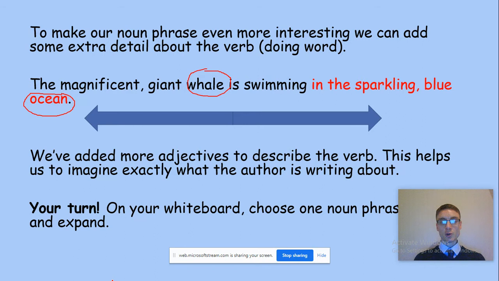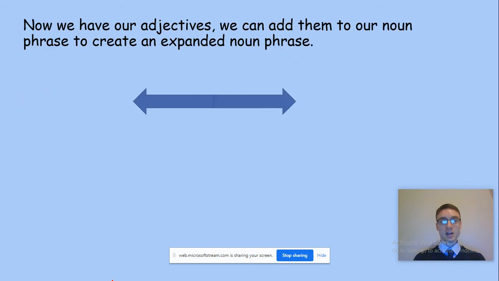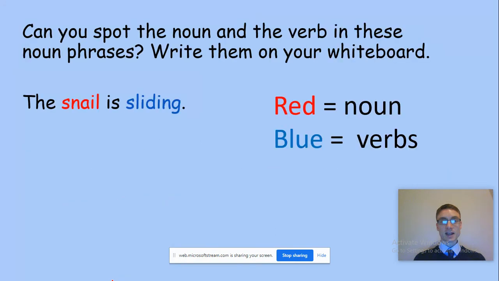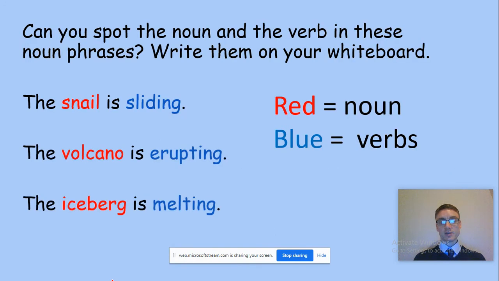Okay, so it says on your whiteboard, choose one noun phrase and expand it. So you might want to go back to those noun phrases that we looked at to begin with. The snail is sliding, the volcano is erupting, the iceberg is melting. And think of two adjectives to describe those nouns.